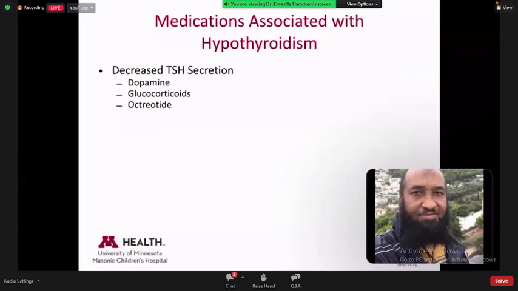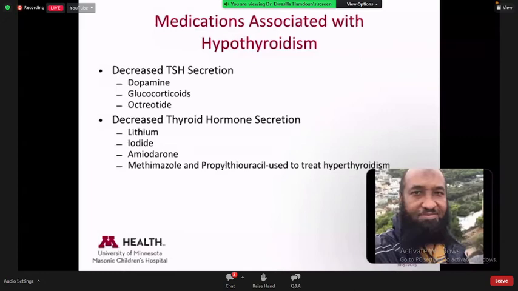Medications associated with hypothyroidism. Remember, dopamine, steroids, octreotide, a somatostatin analog, they suppress the hypothalamic-pituitary drive, and then they can cause hypothyroidism. Not directly, not very profound, but in the chronic long term it can, and they can show up in thyroid test abnormality. So remember, if you have a NICU baby or ICU child who is already on dopamine for other reasons, and you do a thyroid test, it can be off. Why? Because of the TSH suppression as a result of these medications.